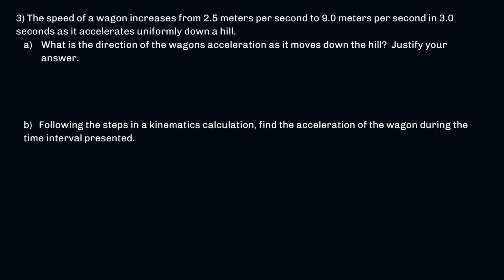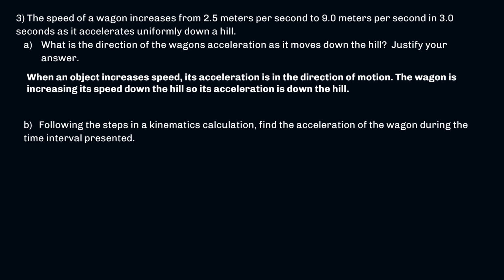Uniformly just means the same acceleration all the way through. Since we are moving down the hill and getting faster, we can use the fact that when an object increases speed, its acceleration is in the direction of motion. So we're going to say, since the wagon is increasing its speed down the hill, my acceleration will also be down the hill.